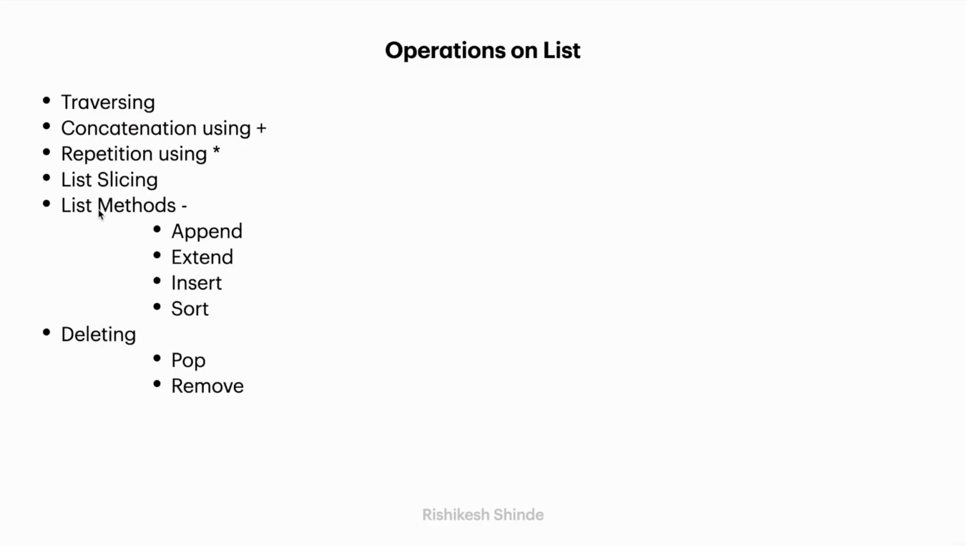Next we have some list methods for appending, extending, inserting and sorting, and then we also have some deleting methods, that is pop and remove. We will see those in our upcoming sessions. I hope you now understood how we can traverse through the list, how we concatenate using the plus operator, how we can repeat the elements in the list using the asterisk symbol, and how we can slice our list. So that's it for this session.